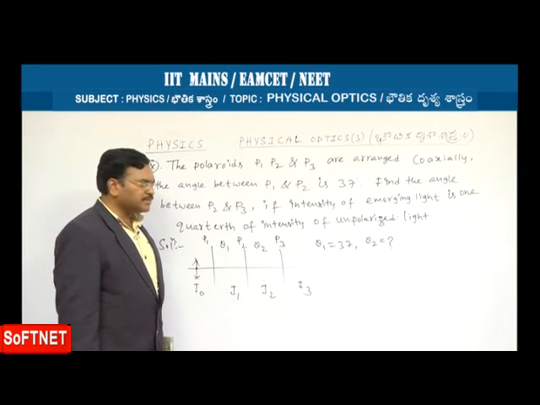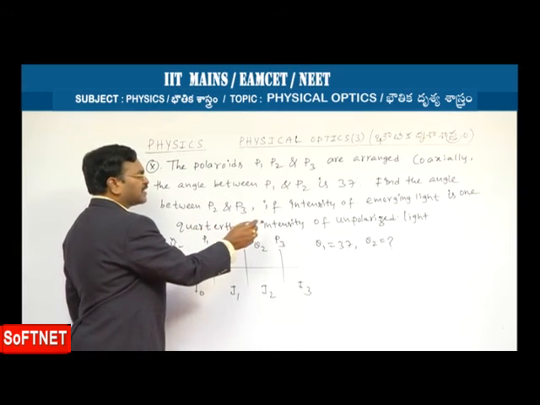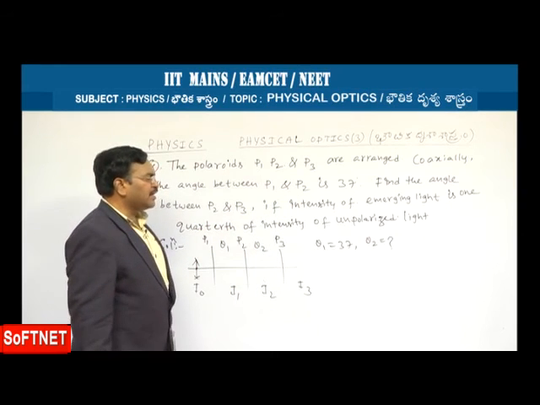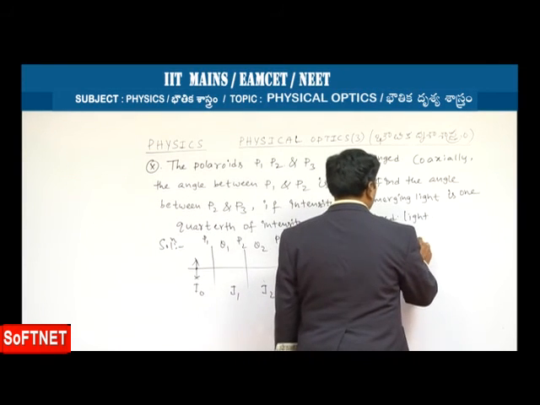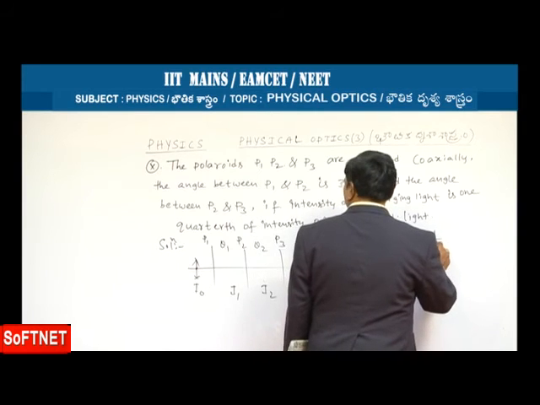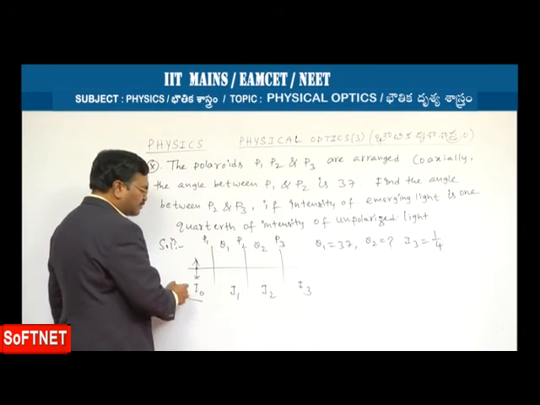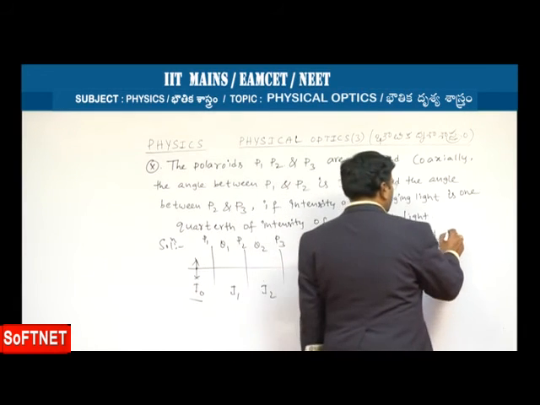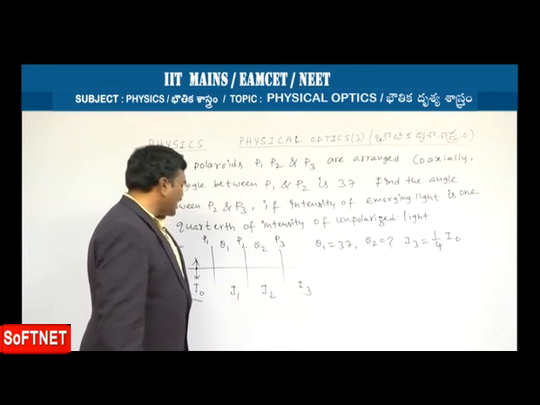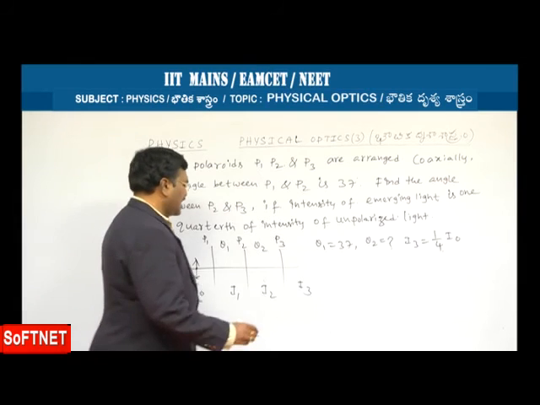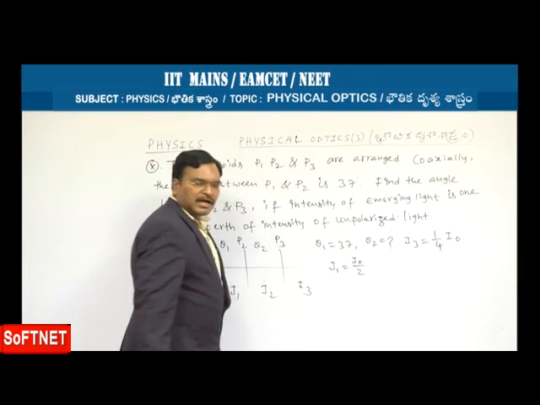I2 value? According to the question, the intensity of emerging light is 1/4 of the intensity of unpolarized light. So I3 is equal to 1/4 of the intensity of unpolarized light. What is the intensity of unpolarized light? I0. So I3 is equal to 1/4 times I0. I1 is equal to I0 by 2.